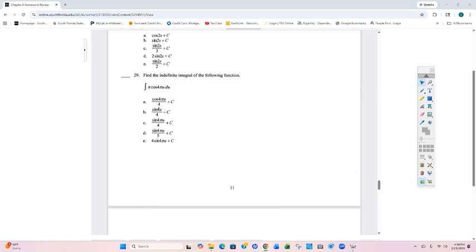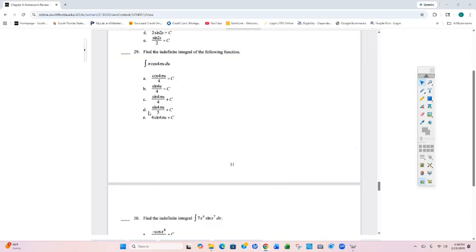Answer B is a fraction. In the numerator, sine 4u. In the denominator, 4, and then a plus c on the end. C is a fraction. In the numerator, sine 4 pi u. In the denominator, 4, with a plus c on the end. D, this one is a fraction as well. In the numerator, sine 4 pi u. In the denominator is a 5, and a plus c on the end. E is not a fraction. It is 4 sine 4 pi u plus c. Correct answer number 29 is C.